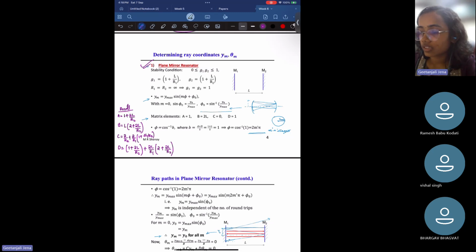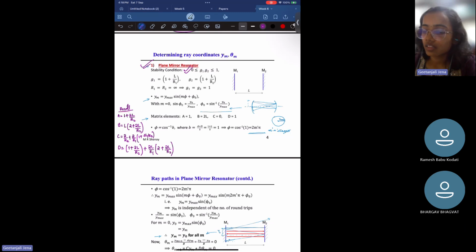So for the stability condition, G1 and G2 should lie between 0 and 1. And we have seen that for the plane mirror resonator, G1 is 1 and G2 is 1, because R1 and R2 are both infinity. Also, G1 G2 will be equal to 1.